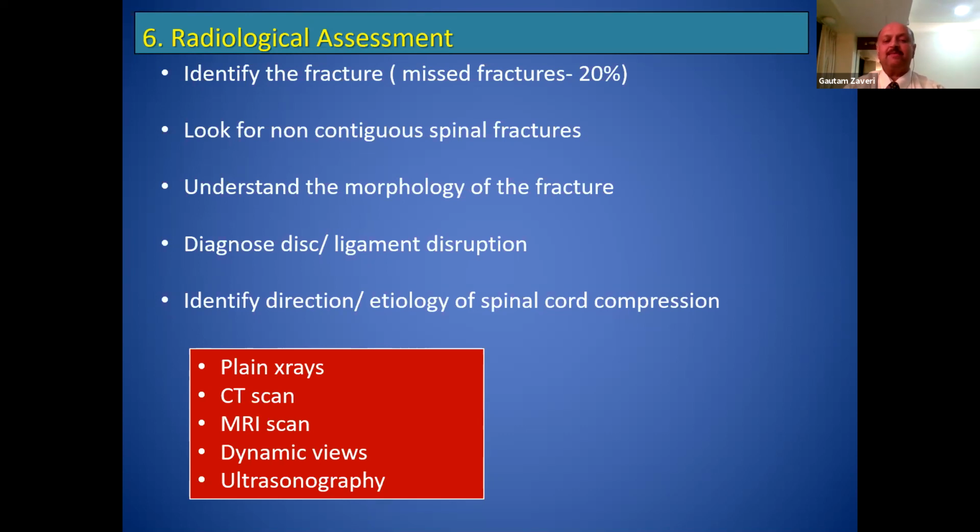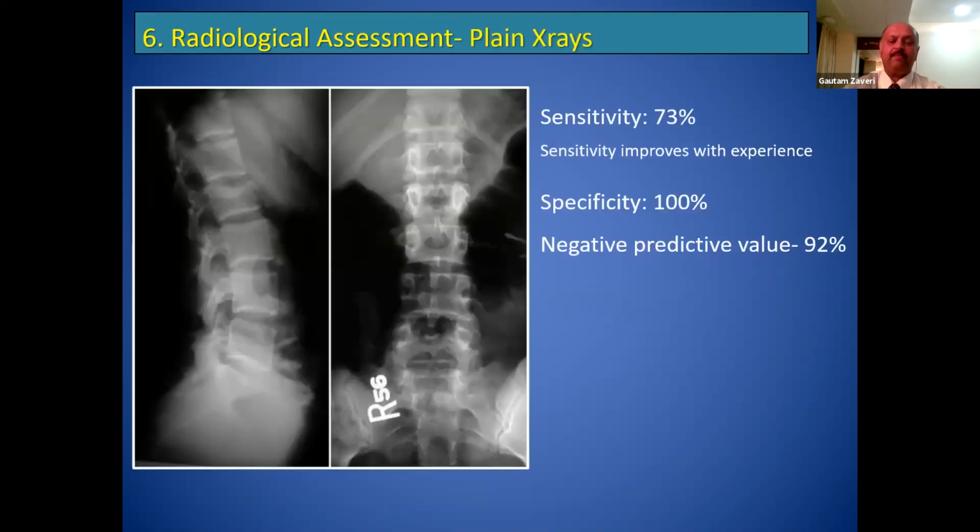The radiological assessment helps to understand the morphology of the fracture, to diagnose any interruption or disruption of the disc or the ligaments, and to identify direction, etiology of spinal cord compression. The radiological assessment usually starts in our emergency rooms with plain X-rays. The plain X-rays are helpful because they are cheap, they are easily available, they can be done on all patients very expeditiously, and they have limited radiation.